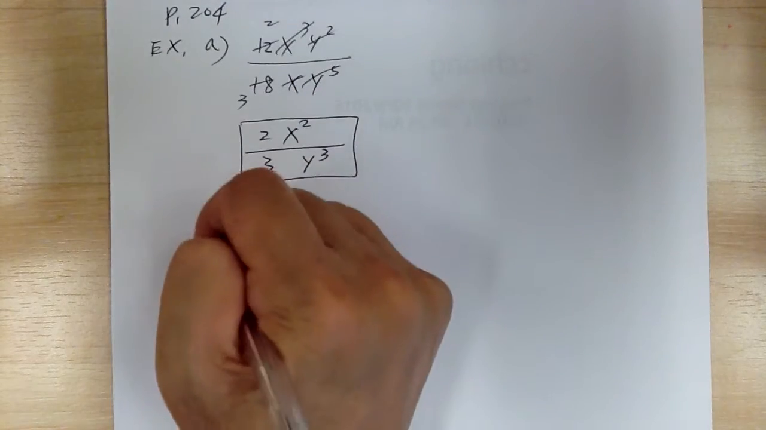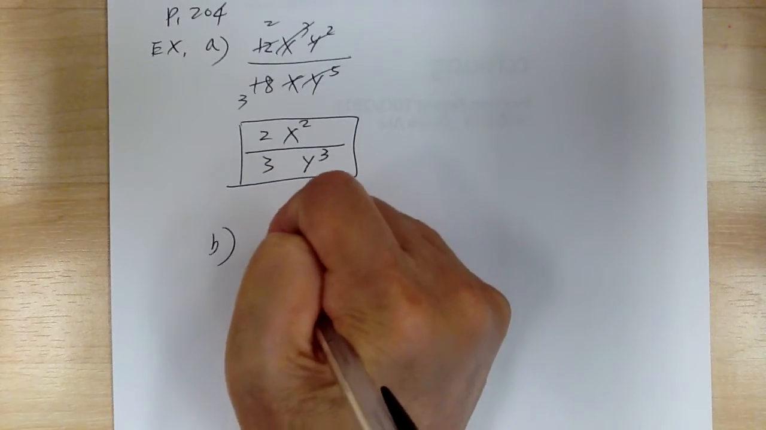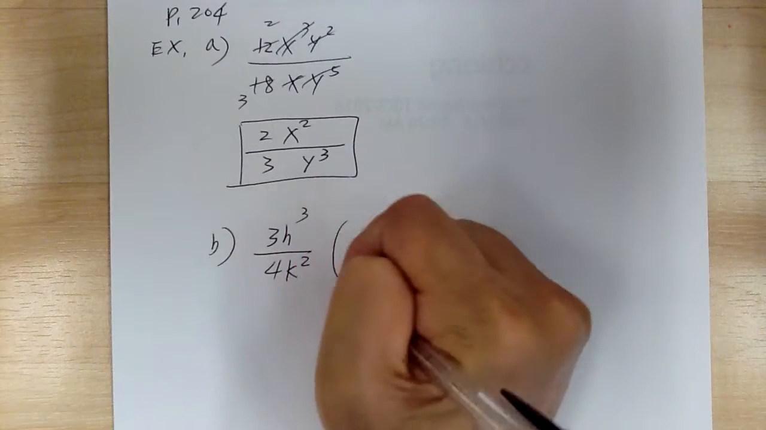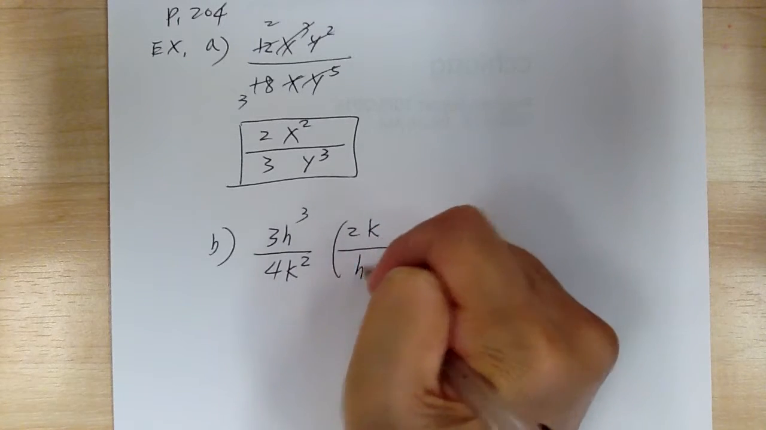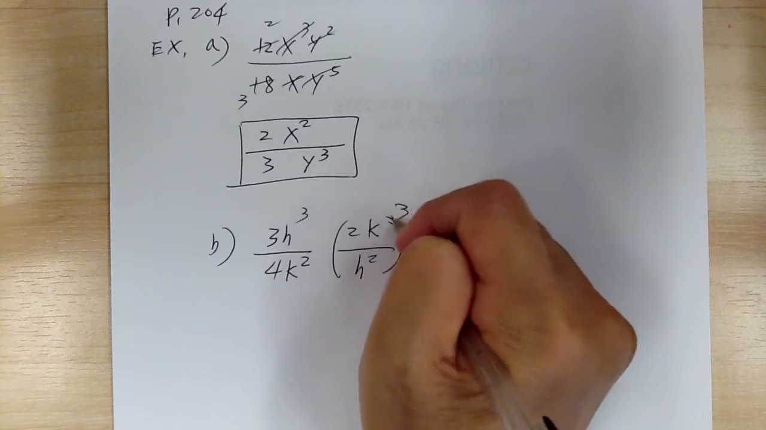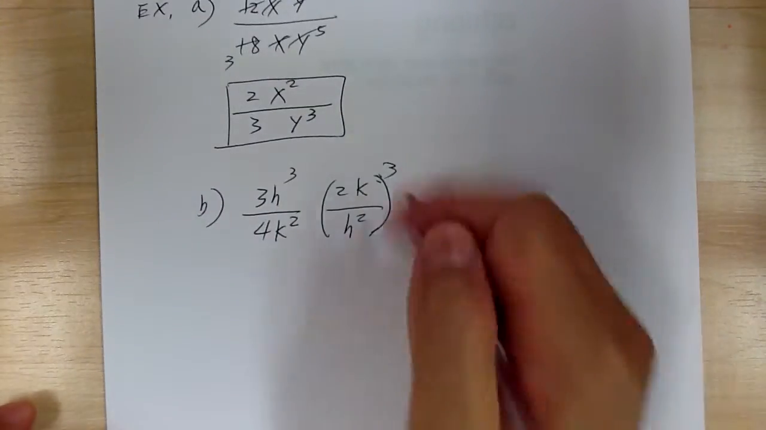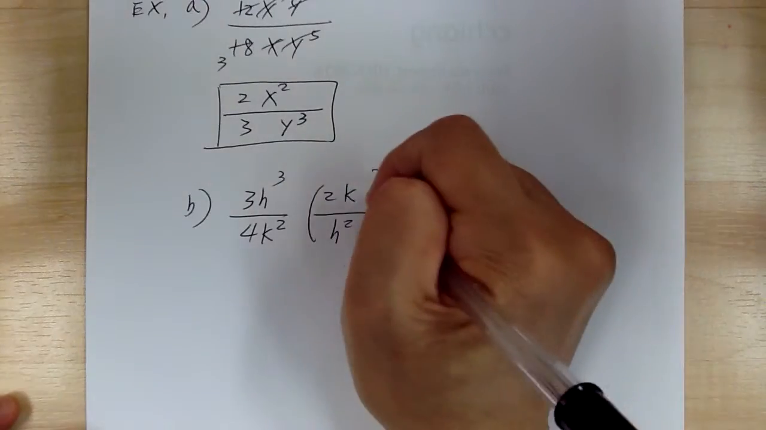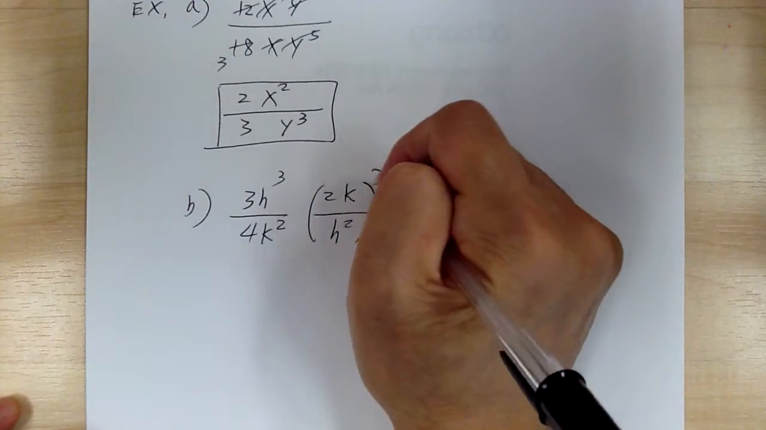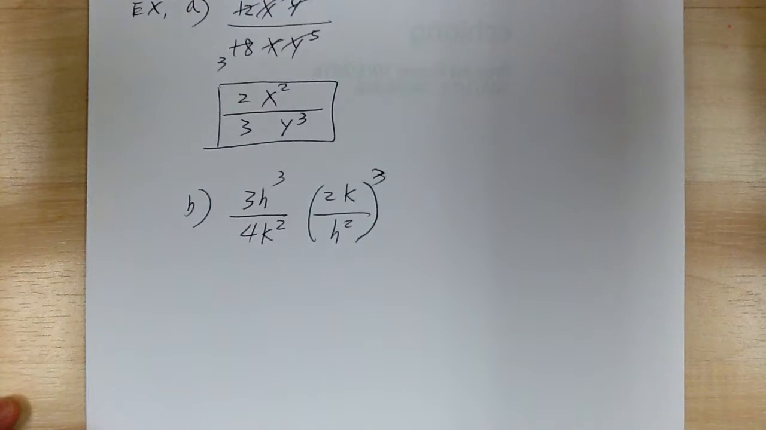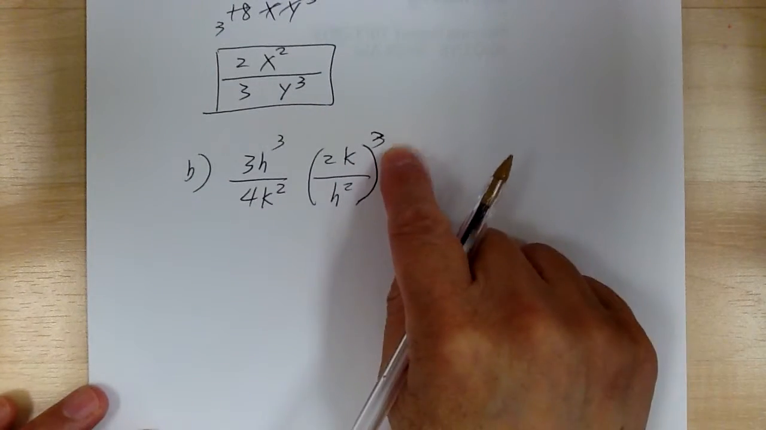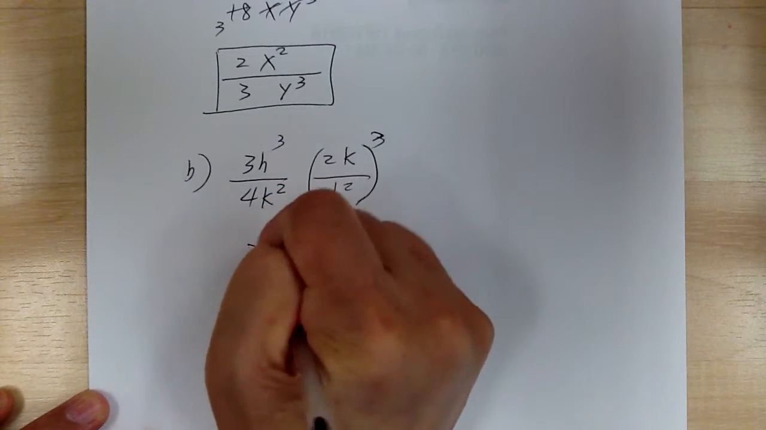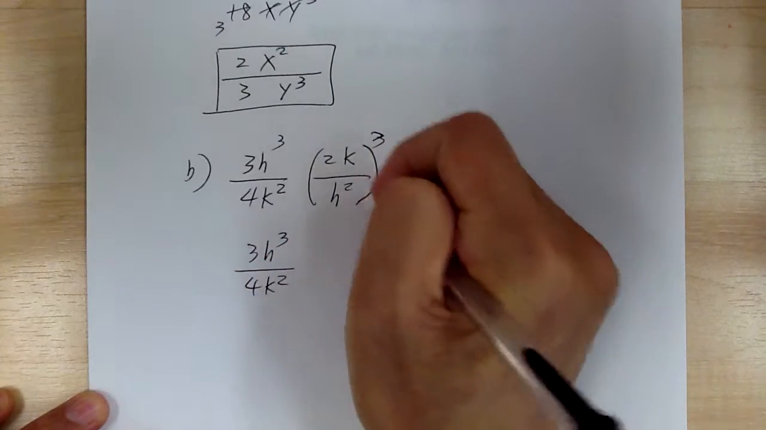Okay, let's go to B. You have 3h to the 3 over 4k squared times the quantity 2k over h squared, all to the 3rd power. You need to apply the order of operations. When you have the cube on the parentheses, you need to simplify this part first before you multiply. So you apply the power rule first before the product rule. Leave the first part alone and work out this part.